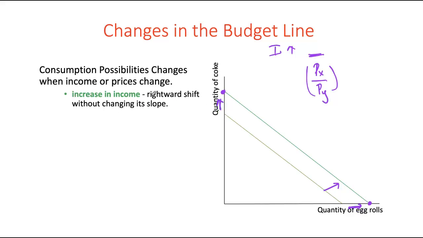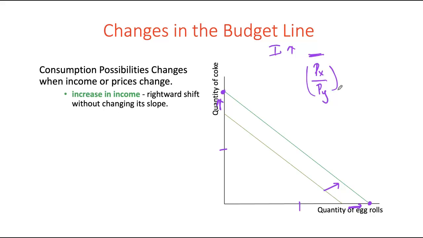And of course, vice versa, if your income goes down, your budget line will see a parallel shift inwards. Your intercepts over here will be lower, but the rate or the trade-off or the exchange rate between the two goods will not change because nothing has happened to the prices of the two goods.